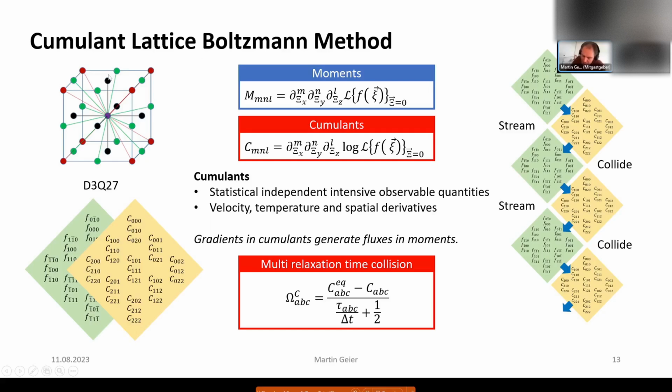And now the Cumulant Lattice Boltzmann method turns the distributions into these cumulants, and then it can relax all the cumulants with different rates. And this is possible because the cumulants are statistically independent of each other. Because they are statistically independent of each other, we can choose an individual relaxation rate or time scale for each of these moments.